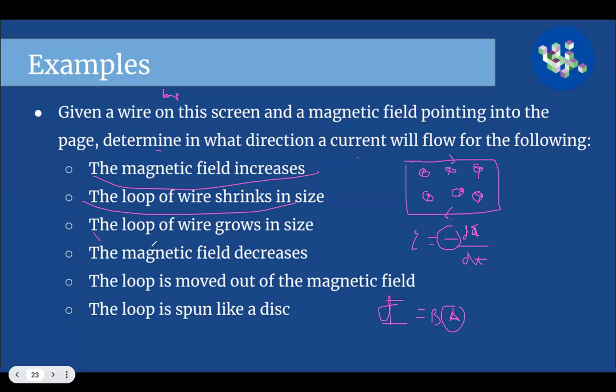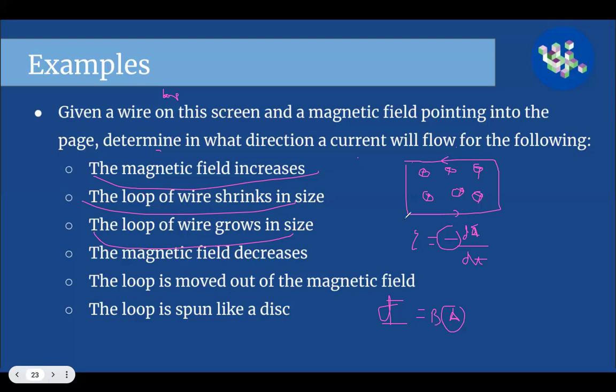And again, if you apply it to the loop of wire growing in size, what would happen? If the loop of wire grows in size, then the current will be running in this direction, because there'll be a flux increasing into the page. So a counterclockwise current will decrease the flux into the page because it will create a flux that's pointing out of the page.